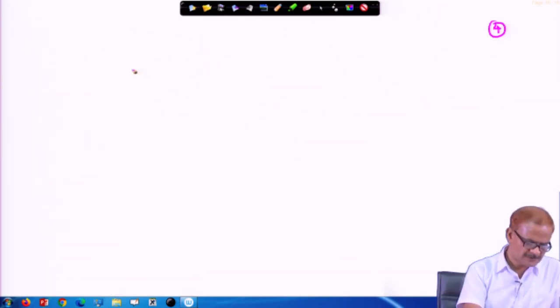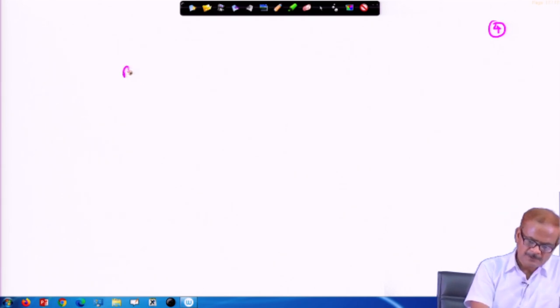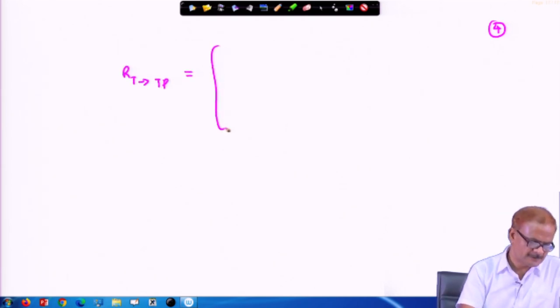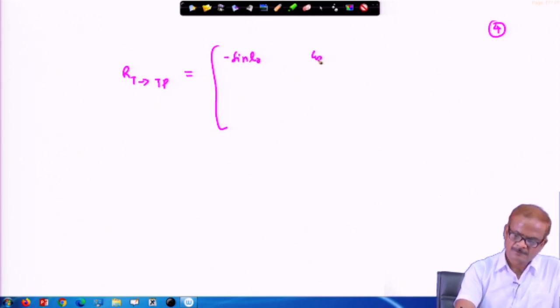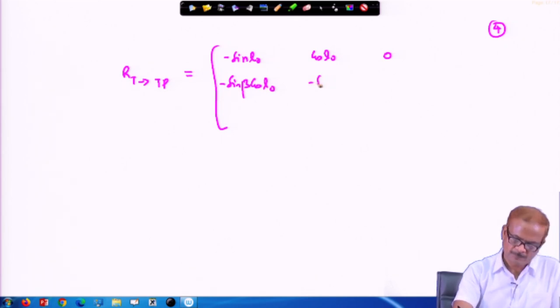So, from this place your R T to T p will be available, and this matrix can be written as minus sin L, 0, cos L, 0, 0, minus sin beta. This is a very long topic which I am trying to compress and tell you in short. It is a difficult task for me also.